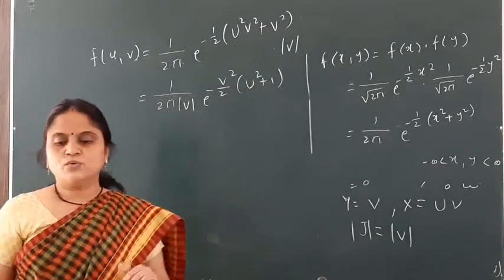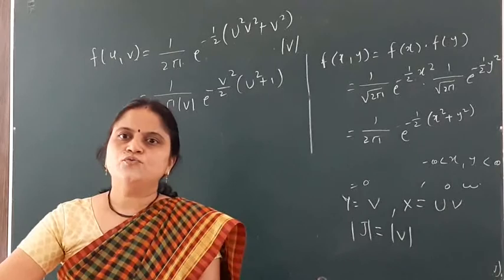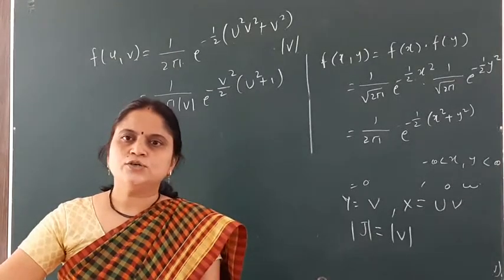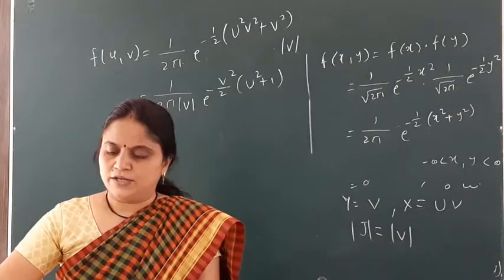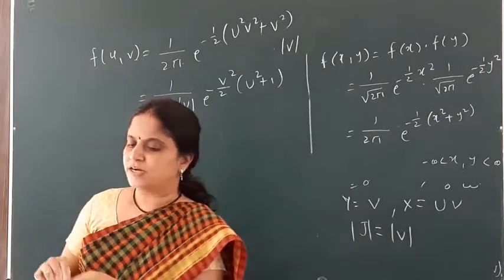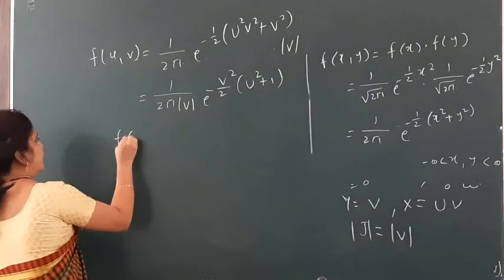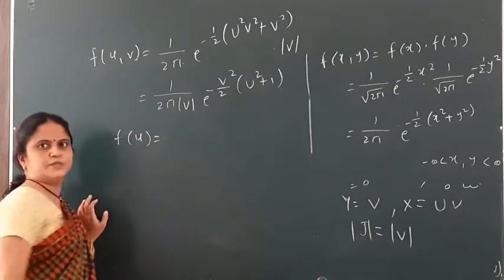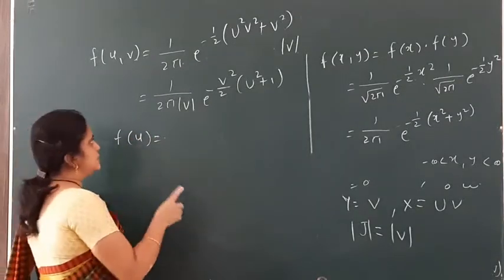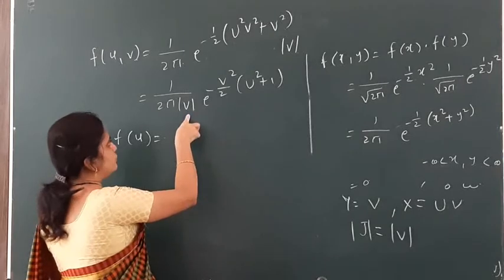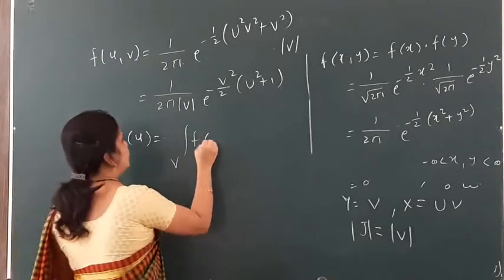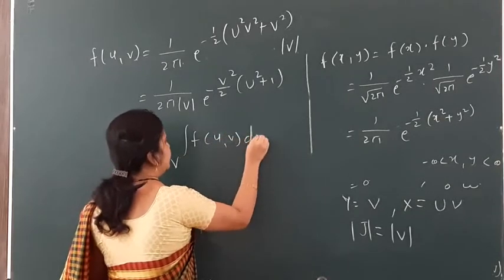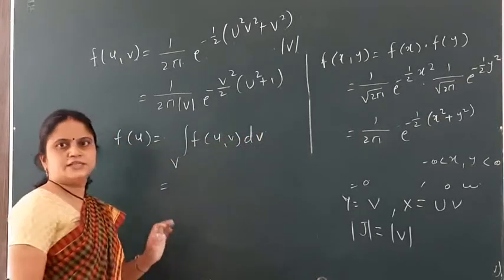Okay, but over here I need to find the distribution of x divided by y. So to find it, you need to find f of u only. F of u only, that is the marginal density of f of u comma v with respect to v. So that means the integral over v of f of u comma v dv. This I need to find.